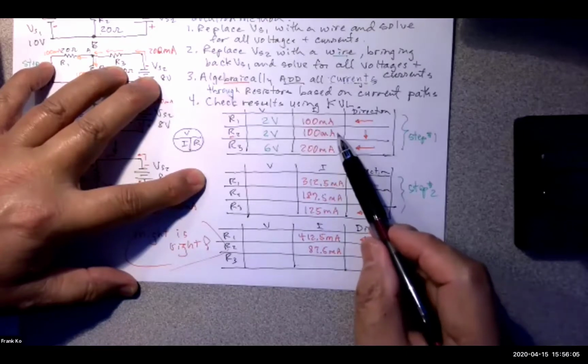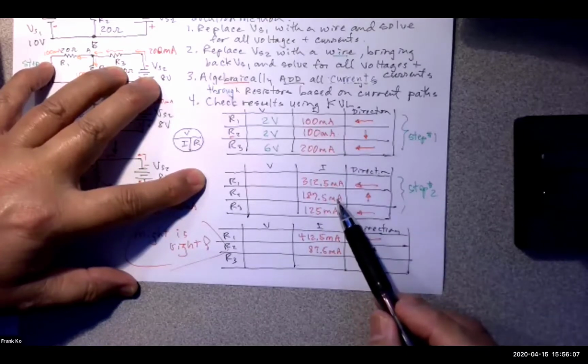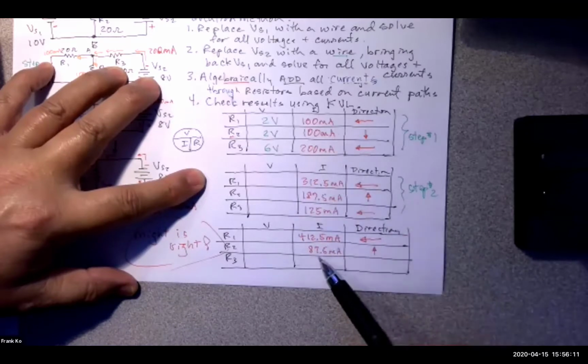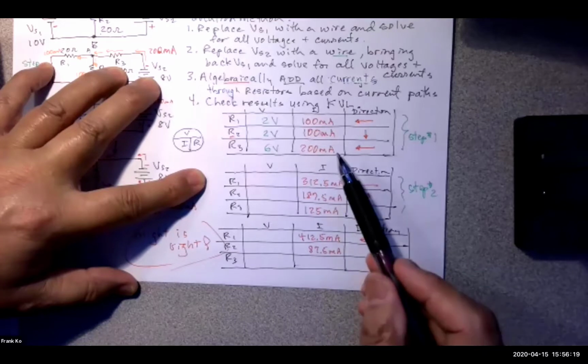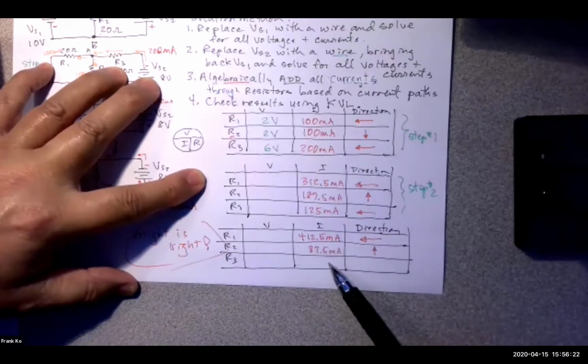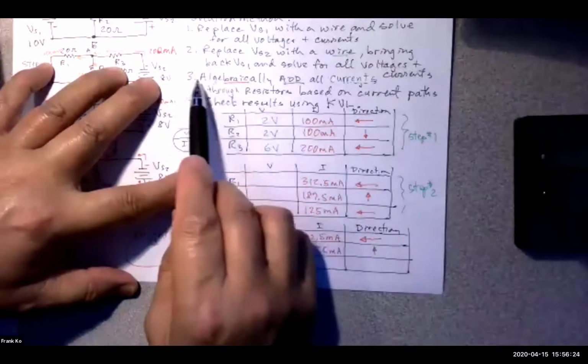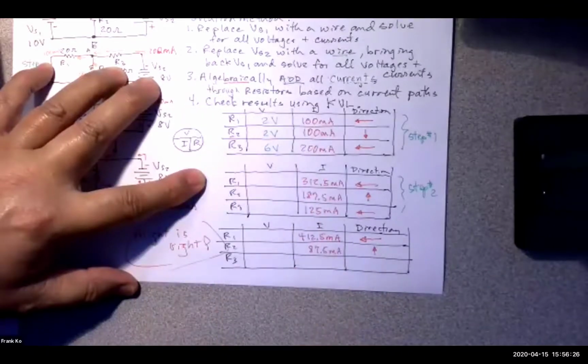The difference between 100 milliamps and 187.5 milliamps is 87.5. Did we algebraically add these currents to resolve with this number? We added a positive to a negative, and we ended up with this. Did we fulfill step number 3 for resistor number 2? Yes. The answer is yes.